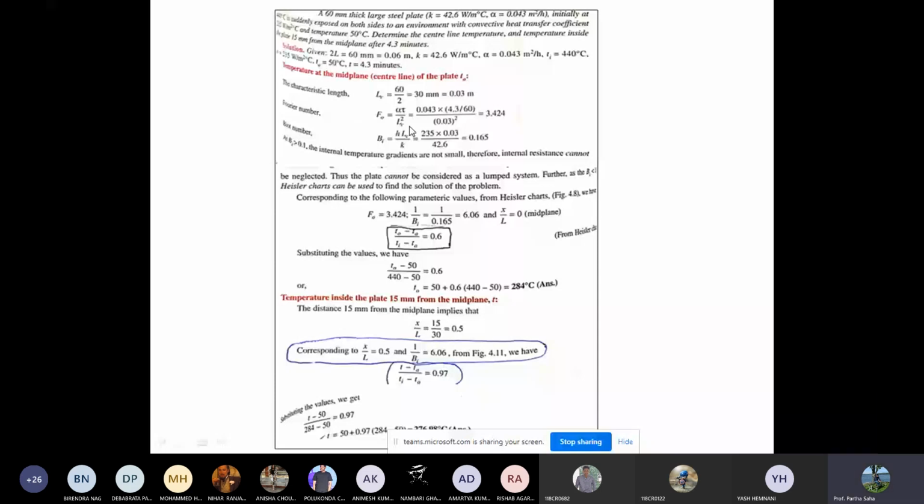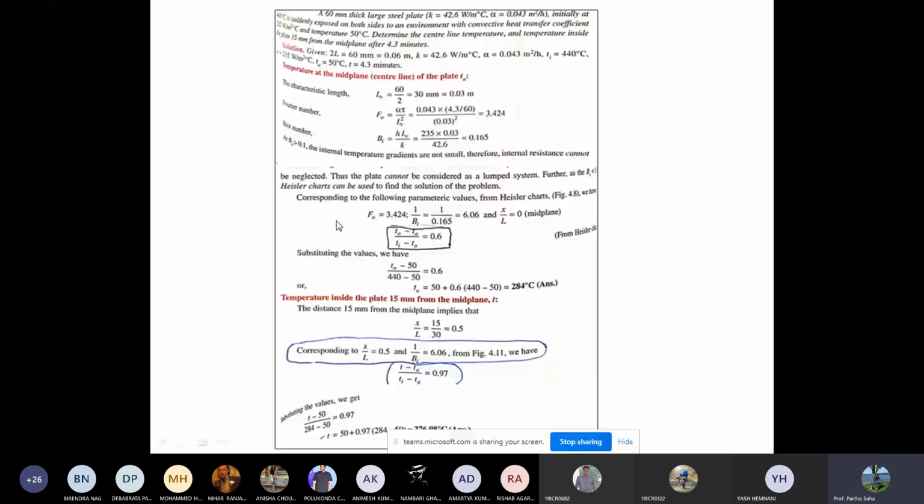So as you can see, Biot number is greater than 0.1. As I mentioned at the start of this presentation, Biot number should be less than 100, greater than 0.1. The internal temperature gradients are not negligible, therefore internal resistance cannot be neglected. Thus, the plate cannot be considered a lump system, because lump system is always less than 0.05, if you remember, or less than 0.1, right? Further, as the Biot number is greater than 1, Heisler chart can be used to find the solution to problem 1. We are going to use the Heisler chart.